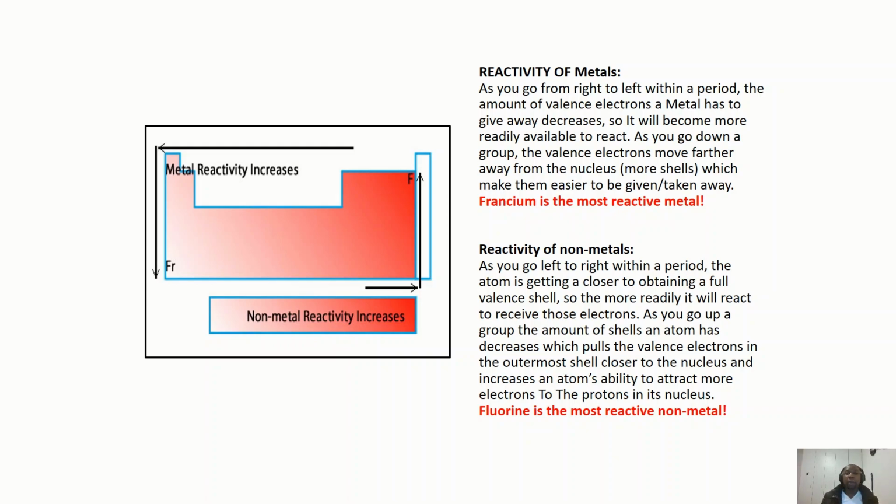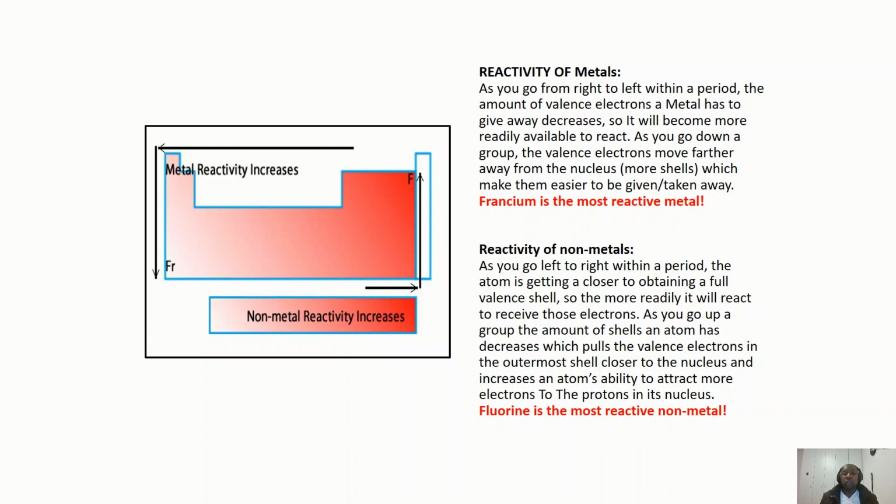As you go from left to right within the period, the atom is getting closer to obtaining a full valence shell. What do we mean by that? If we move from left to right, the atom is getting closer to being stable, to having 8 electrons in its outermost shell. And once they have 8, they are stable. So it is more ready to react to receive those electrons.